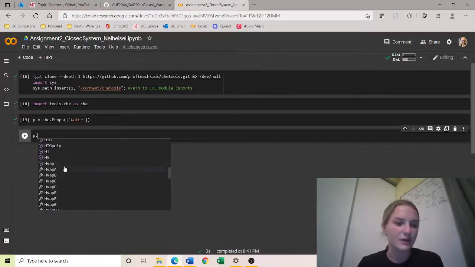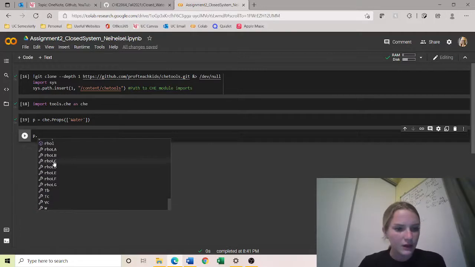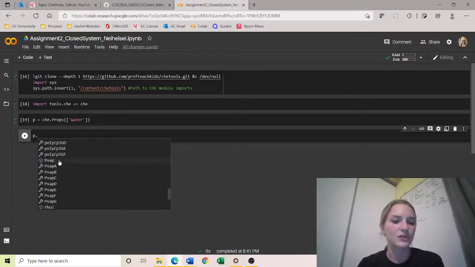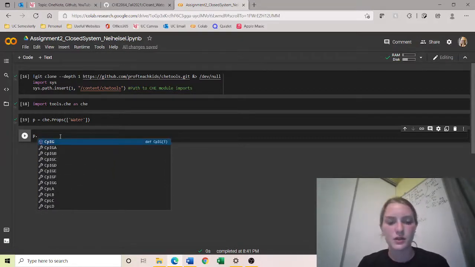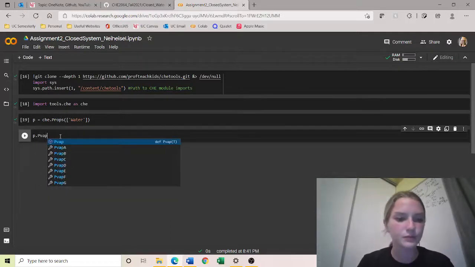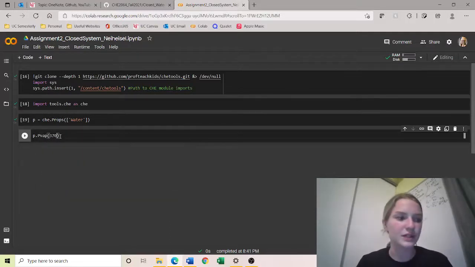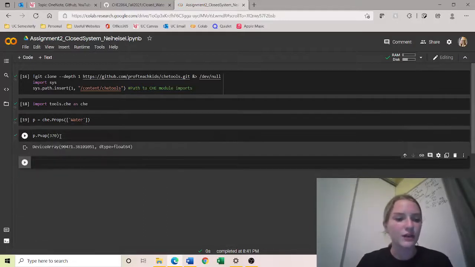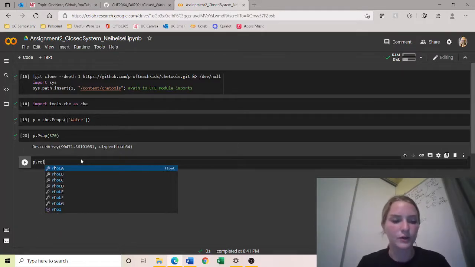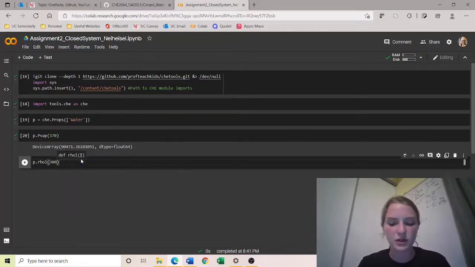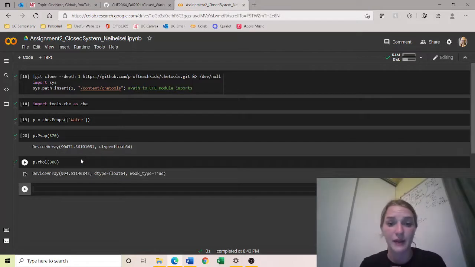So we can see here, down here we have the rho of liquid, which is the density. We have the pressure of the vapor. We have all these fun programs that we can use. So we are going to use P vapor. And if we type in 370, it'll give us a value for that. So that's around 100,000. And then we can also do P dot rho of about 300. And that's going to give us around 1,000.